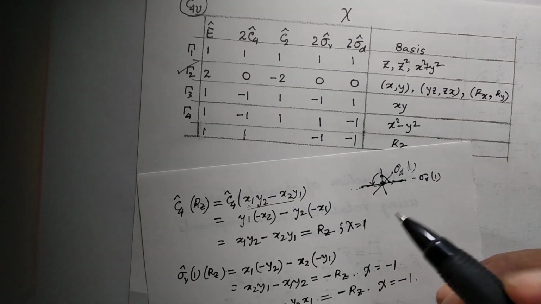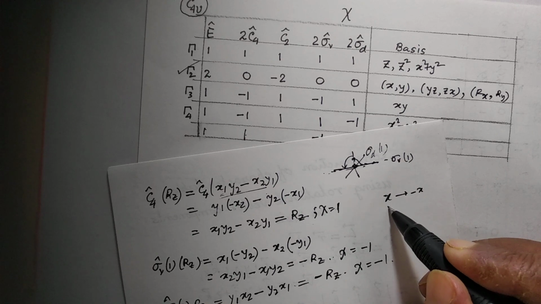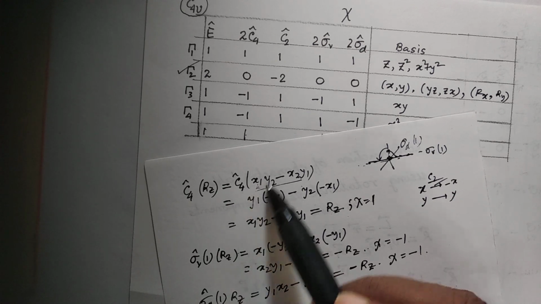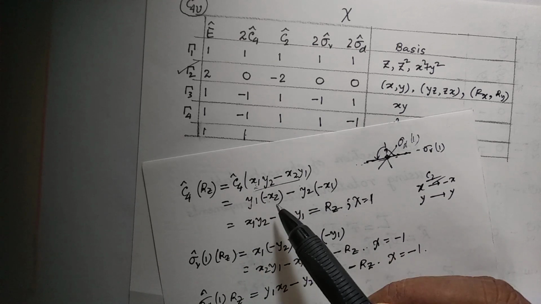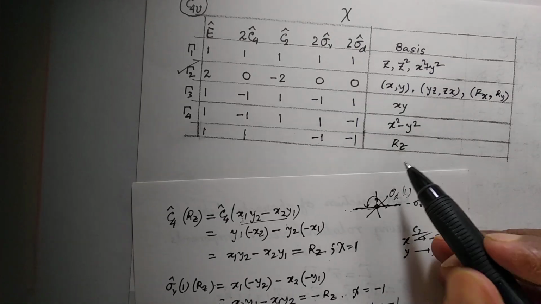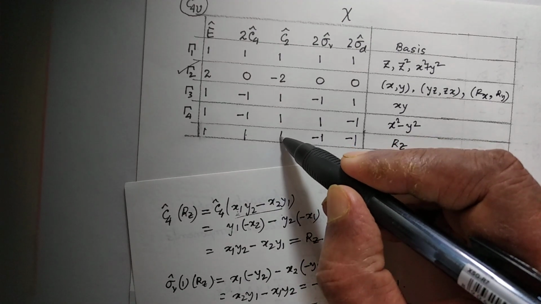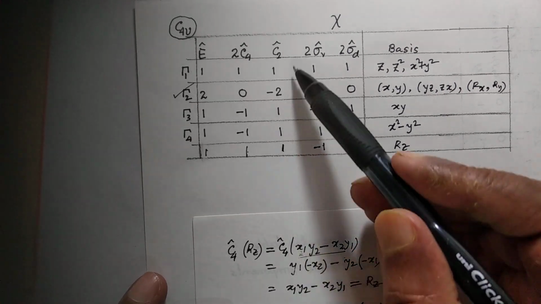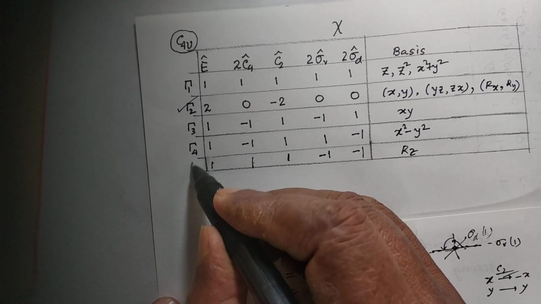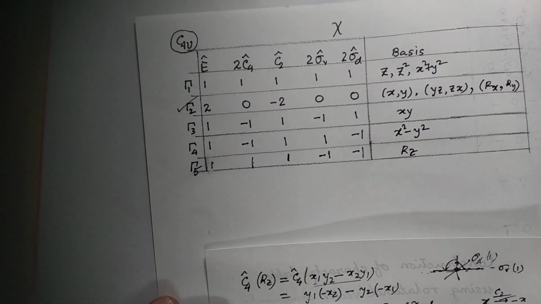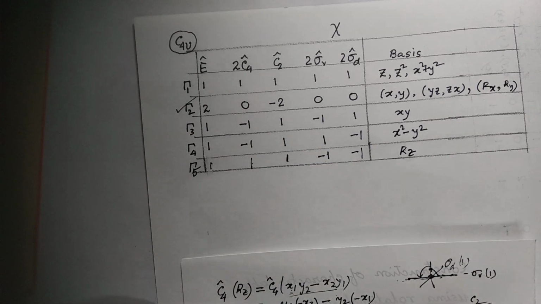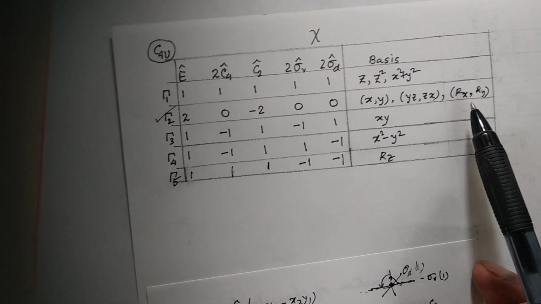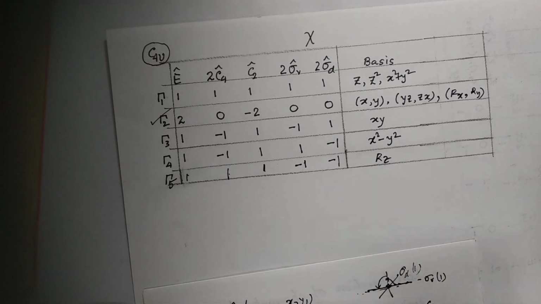If you calculate C2, it transforms x to minus x and y to minus y. Therefore, x into y will remain unchanged. So the C2 operation leaves the function RZ unchanged. We get character 1, so we get 1, 1, 1, minus 1, minus 1. This is a new set of characters different from the earlier 4. So we have to use a new name here, call it gamma 5. Thus we get a total of 5 irreducible representations using linear and quadratic functions of coordinates and also the rotational vector components Rx, Ry and Rz.